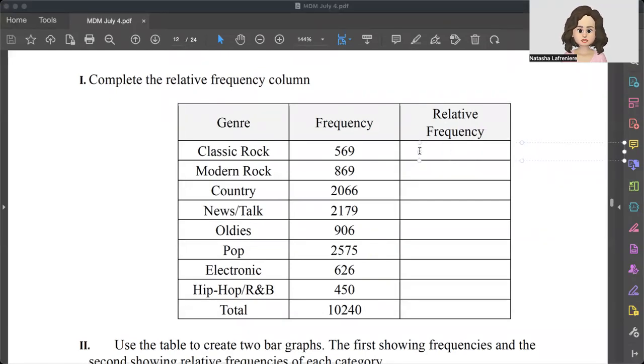Just real quickly, so I don't waste your time doing a bunch of math on the screen, this one is 5.56, 8.49, 20.18, 21.28, 8.85, 25.15, 6.11. My goodness. And about 100.